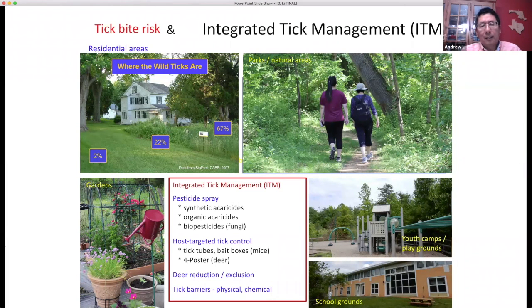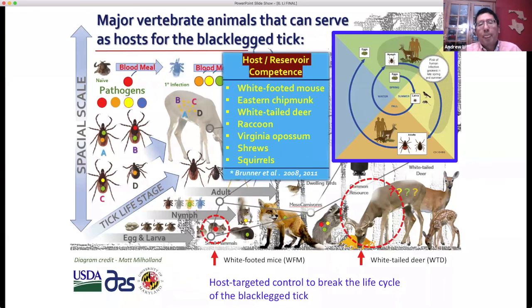So tick control really is a very hard thing to do, and we don't have a magic bullet. Kirby published a handbook, the Tick IPM handbook, describing all the things we can do, like pesticide spray, host-targeted control using bait boxes for rodents, and other measures we can take to reduce the tick population, and reduce the risk of tick bite and Lyme disease. Next slide, please.